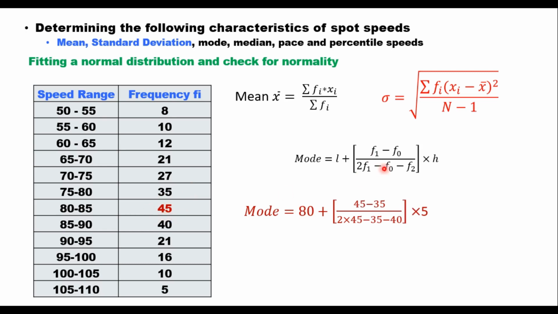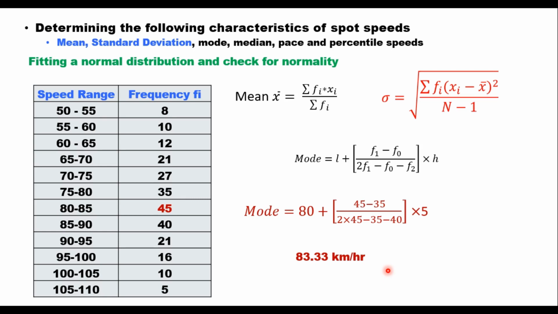So if you calculate mode using these data, L is 80, F1 is modal frequency, that is 45, minus the previous one, divided by 2 into F1 minus F0 minus F2, F2 is 40, into H. H is the class interval, 5, and this comes out to be 83.33 km per hour. Because this is the highest frequency, the mode of the data will be between 80 and 85, and the correct value is 83.33 km per hour.